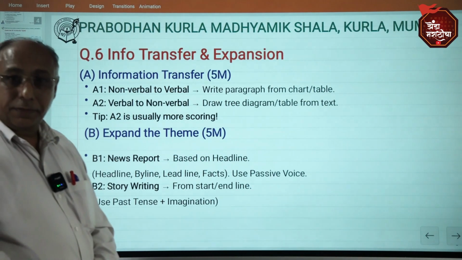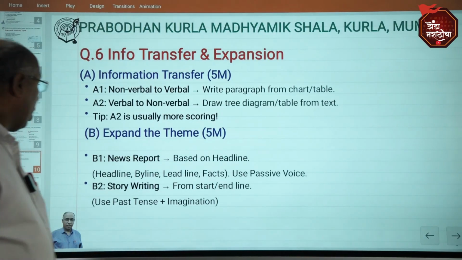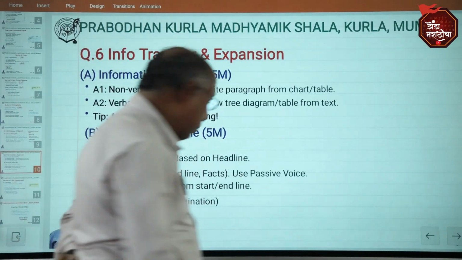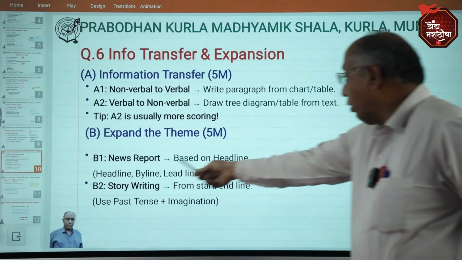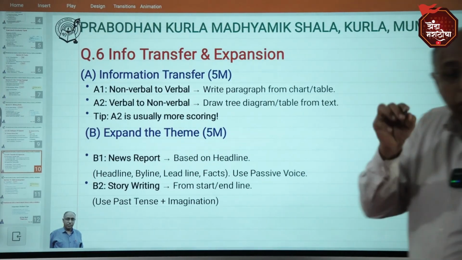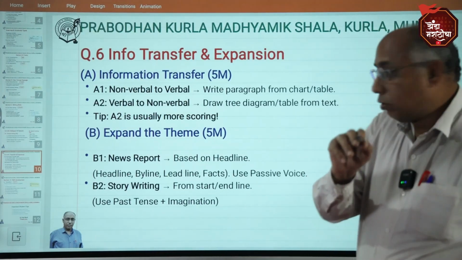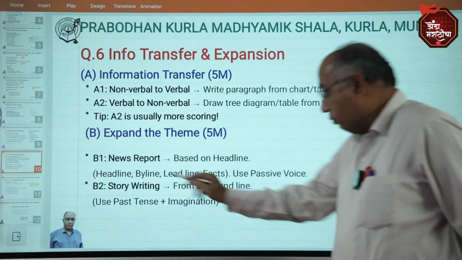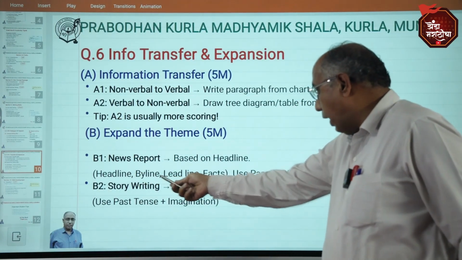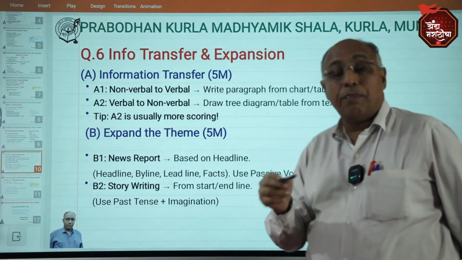Kalpana Vistar in Marathi. So this activity carries 5 marks. How? News report or story writing will be asked for that. B1 will be news report. A heading will be given, and on the basis of the heading, you will prepare your own news report. Means with the points given in your activity sheet, that is headline, byline, lead line, facts, and all that will be in passive voice.